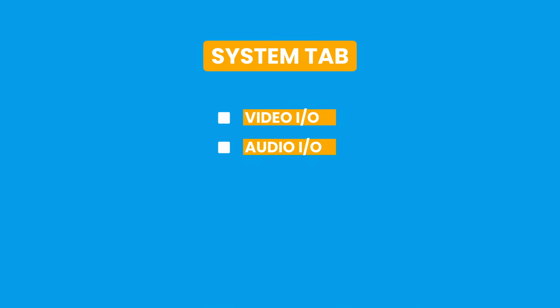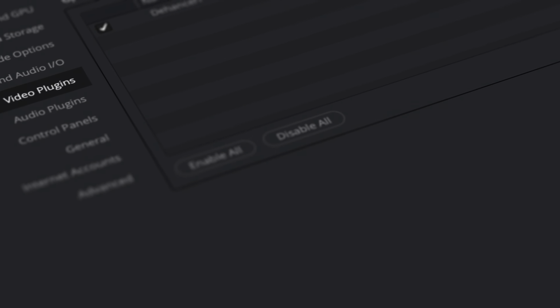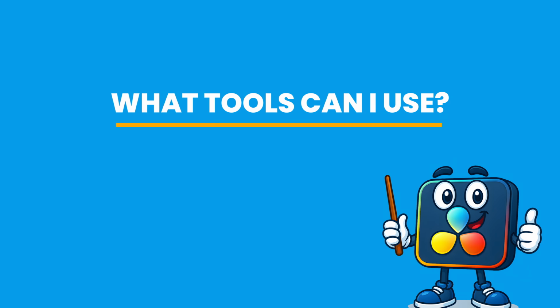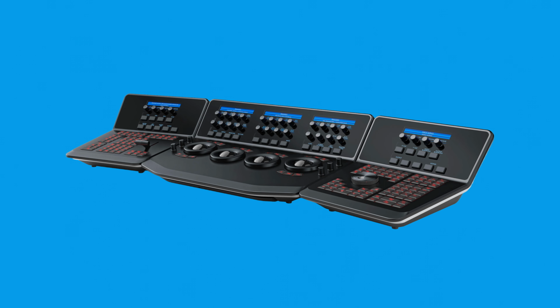Last time we walked through the System tab setting up your video and audio I/O. Today we're still in Preferences, but we're moving on to something that directly affects your input and output, the Video and Audio Plugins and Control Panel section. This is where Resolve decides what extra tools it can use, things like video effects, audio plugins, and external control panels that connect to your hardware.